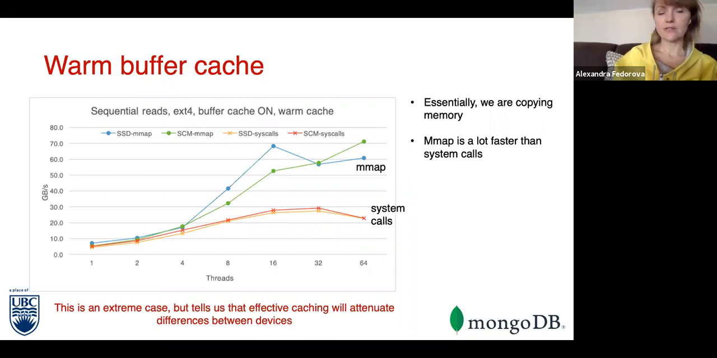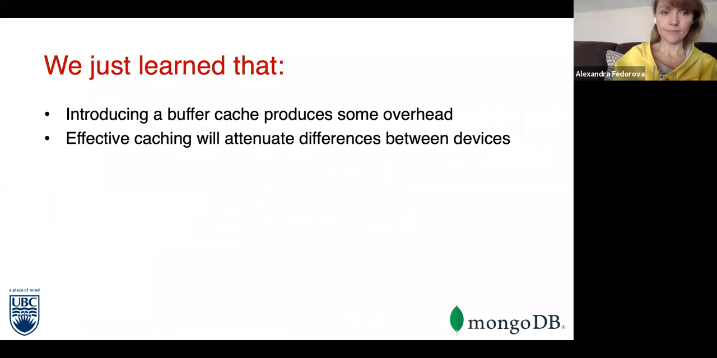So this is an extreme case with a warm buffer cache and all the data staged there because we're not accessing the devices at all, but it highlights to us that if our caching is effective, then as expected, the difference between devices will be eliminated. So we just learned that introducing a buffer cache produces some overhead, but not dramatic, and effective caching will attenuate the differences between devices.